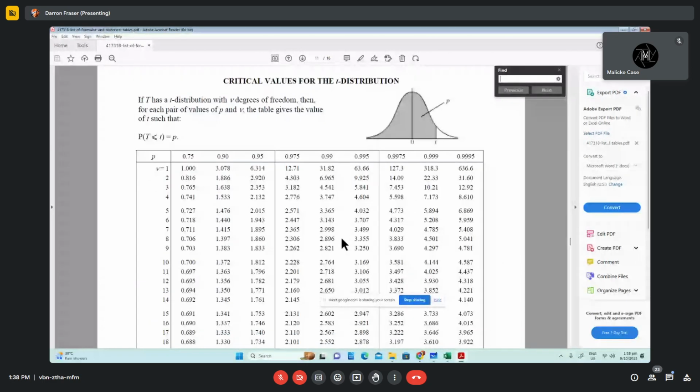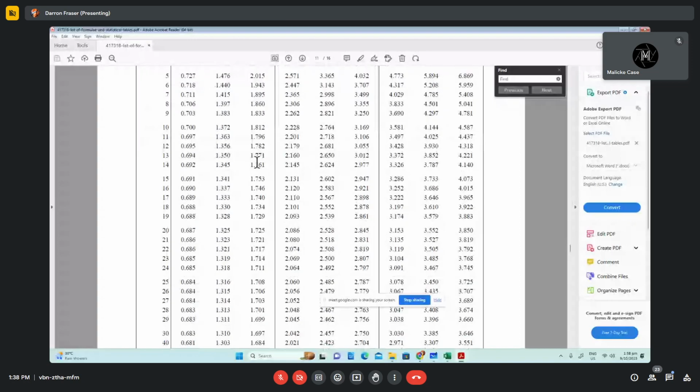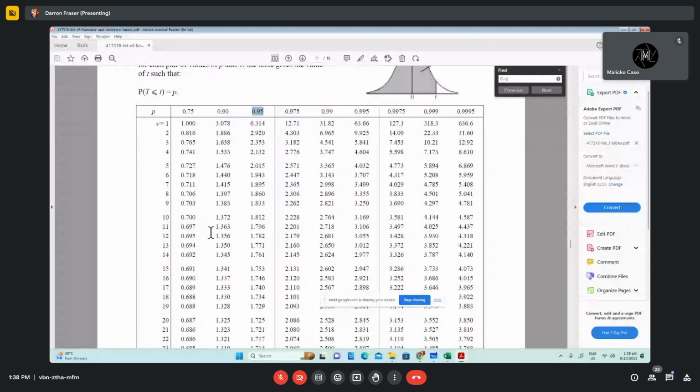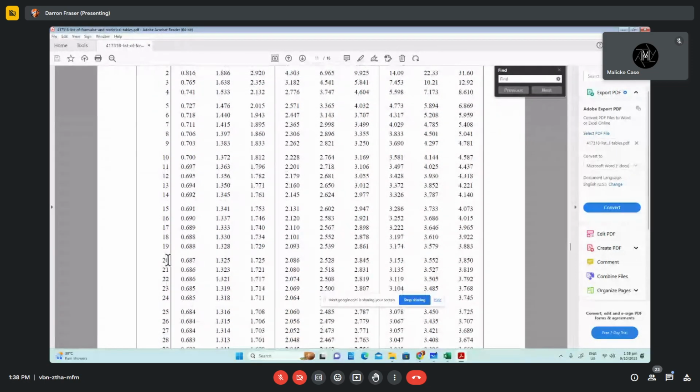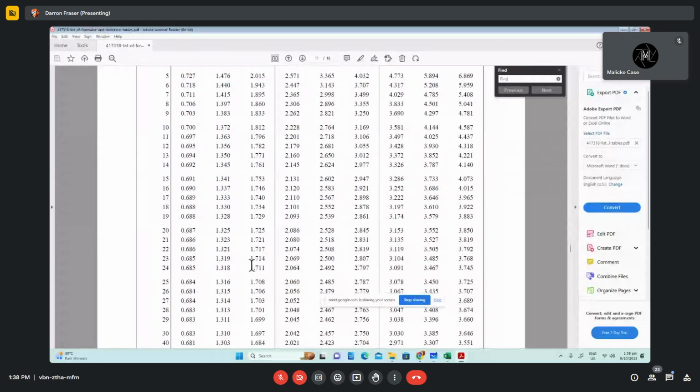So we'll go to the T table, critical values for the T distribution. We'll find 95% at the top of the values, and then we'll go down to 24. So 95 is the third column, and under 24, we see 1.711. So the critical value is 1.711.